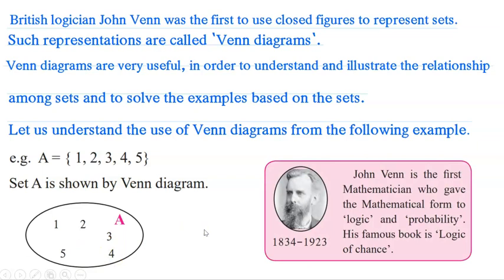Okay. And now the introduction of John Venn. John Venn is the first mathematician who gave the mathematical form to logic and probability. His famous book is Logic of Chance. Okay, this is brief information about John Venn.